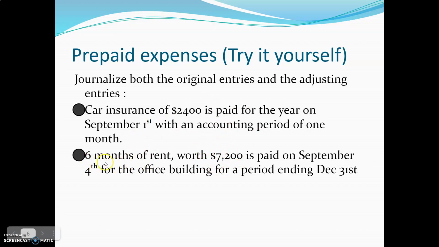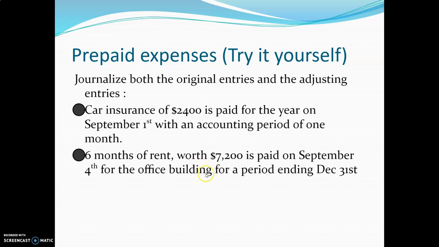So second part here, 6 months of rent where $7,200 is paid September 4th. So we're going to have the prepaid rent on September 4th is going to be one of them. It's going to be $7,200. And we have for the office billing for a period ending December 31st. Well, this gets a little bit more tricky. How many months between September and December 31st? September, October, November, December. There's going to be 4 months.